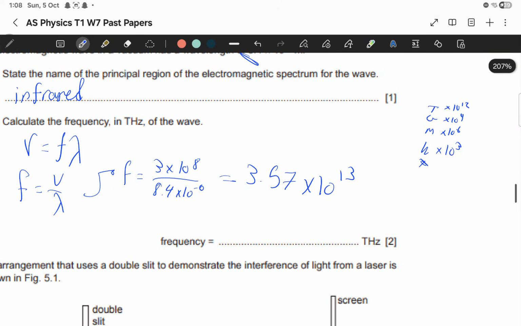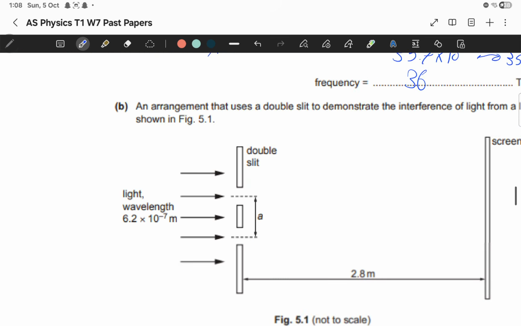Now here they want it in terahertz. We have times 10 to the power of 13. So what are we going to do? We're going to shift it by 1. So it's going to be 35.7 times 10 to the power of 12, which makes it 35.7 terahertz. But again, they accept 2 significant figures. So it's going to be 36 terahertz. Okay.